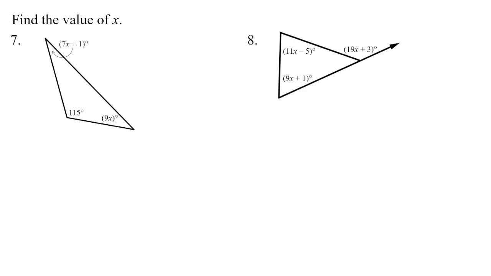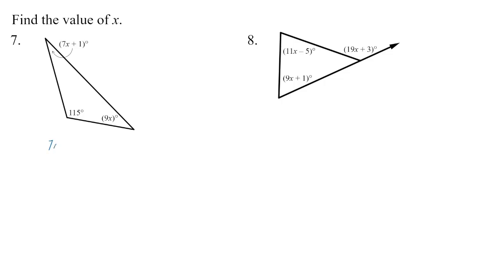So now let's say you're asked to find the value of x. Now what you're doing here is you're using one of the two theorems to set up your equation, and then you solve it. So if you look at number 7, you see the three angles of a triangle are 7x plus 1, 115, and 9x. You're going to use the triangle sum theorem to set up the equation. And what that theorem says is all three angles add up to be 180.